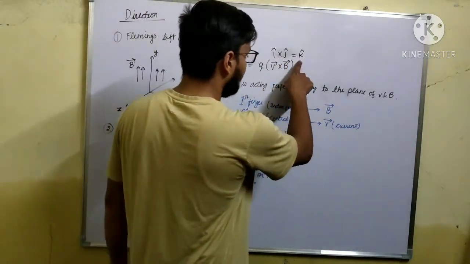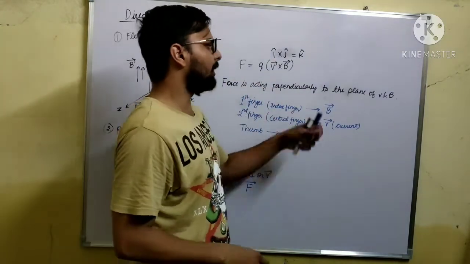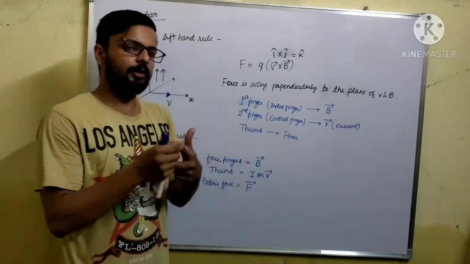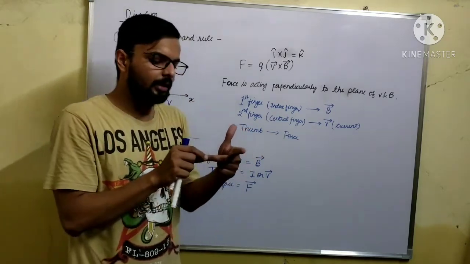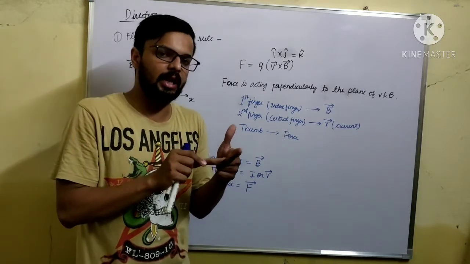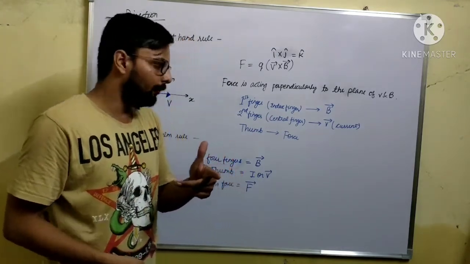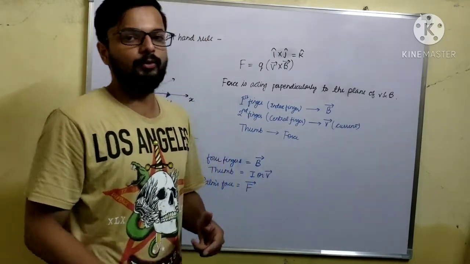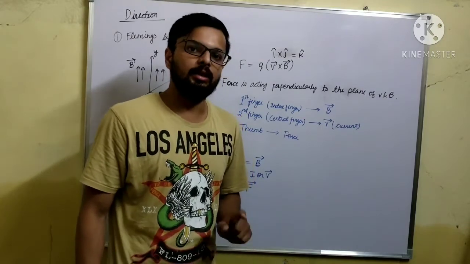So from this formula we get that the force acting on a charge will be perpendicular to the plane of V and B, and I have shown you that the first finger or the index finger will show the direction of magnetic field, and the middle finger or the central finger or the second finger will show the direction of current or the direction in which the charge is moving. Then this thumb will point towards the direction of force acting on that charge. So this was your Fleming's left hand rule to find the direction of force which is acting on the moving charge in the magnetic field.